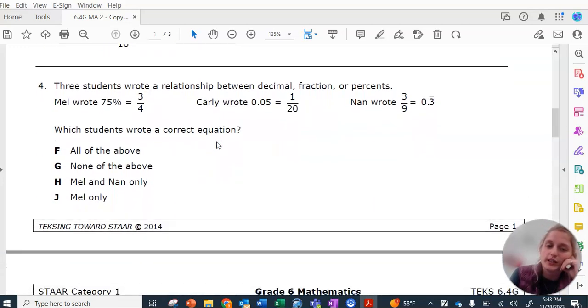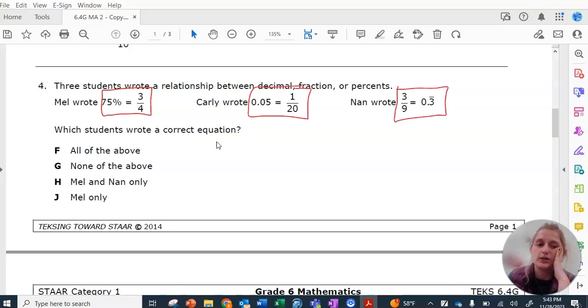Number 4, we're looking for the kids who are correct. So you need to check this. Just because it has an equal sign doesn't mean that's true. This is somebody's student work. Maybe they got the wrong answer. So you need to make sure that these are actually the same thing.